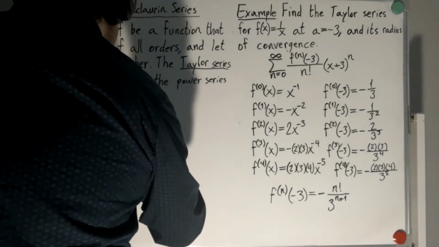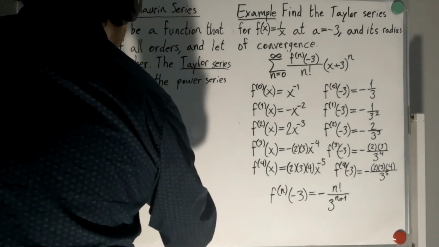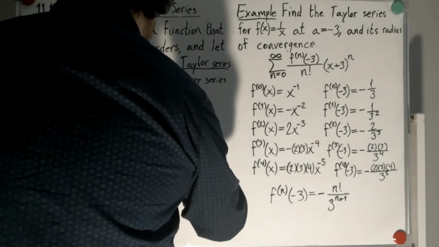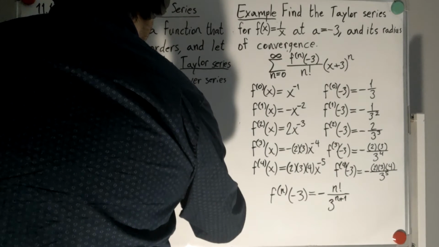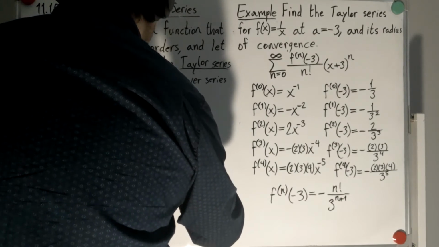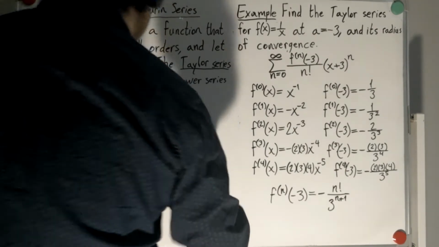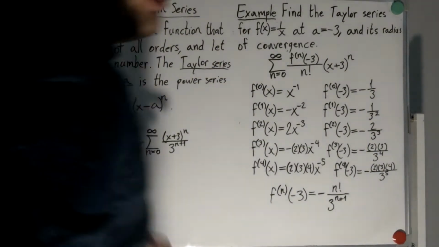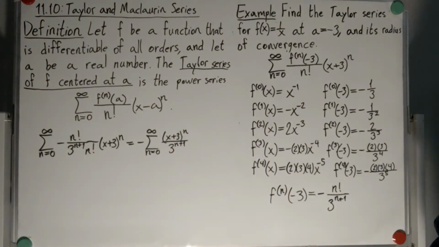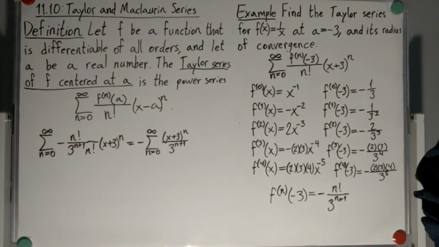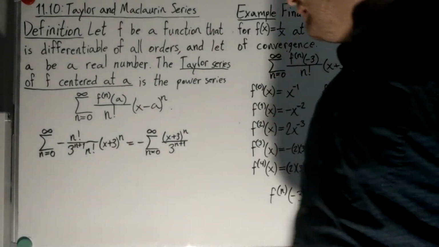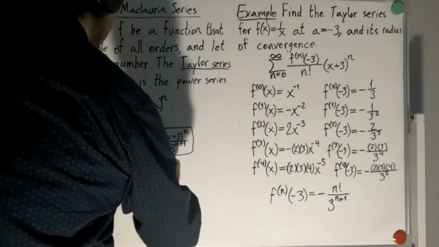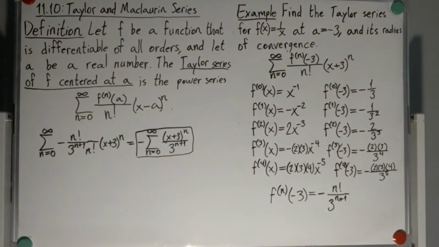This can be cleaned up a little bit. This can be written as negative sum from n equals 0 to infinity of x plus 3 raised to the nth power divided by 3 to the n plus first power. That's the same thing. I'd certainly prefer the latter way of writing it, just because it's a little more aesthetically pleasing. Anyway, that is our Taylor series of 1 over x at -3.